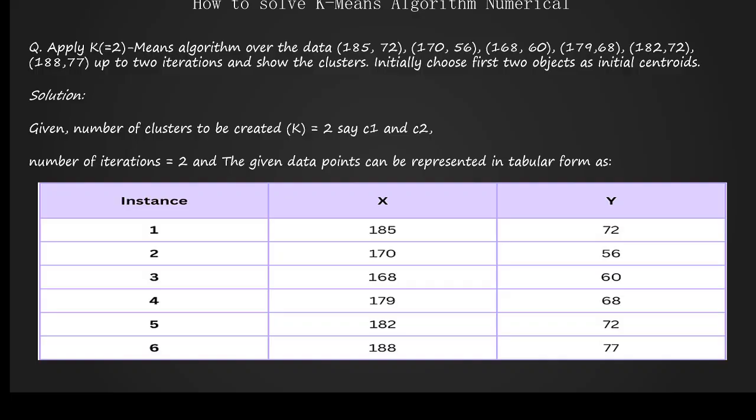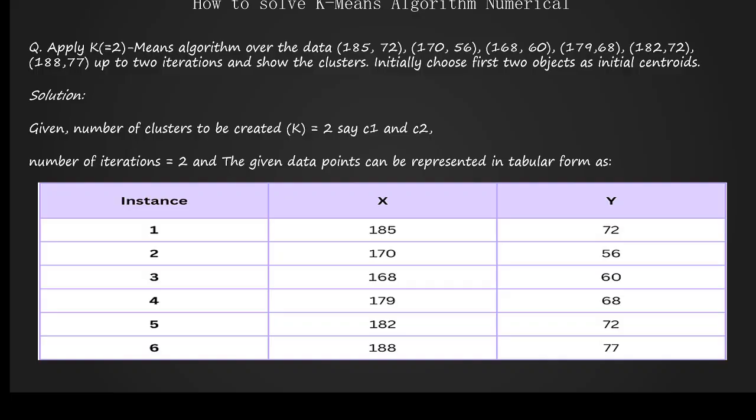Apply K equal to 2 means algorithm over the data 185 comma 72, 172 comma 56, 168 comma 60, 179 comma 68, 182 comma 72 and 188 comma 72, up to two iterations and show the cluster. Initially choose the first two objects as the initial centroids.